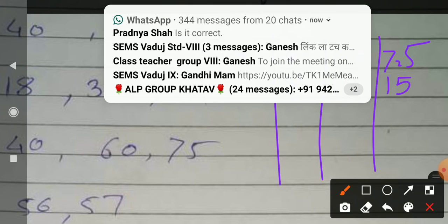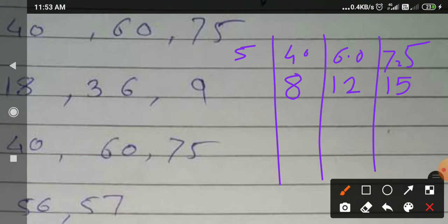Okay, now these three numbers, 8, 12 and 15, are not divisible by any common number, and that's why the HCF of the numbers 40, 60 and 75 is, HCF is equal to how much? 5. HCF is equal to 5. If it is divisible, we have to carry forward to the next steps.